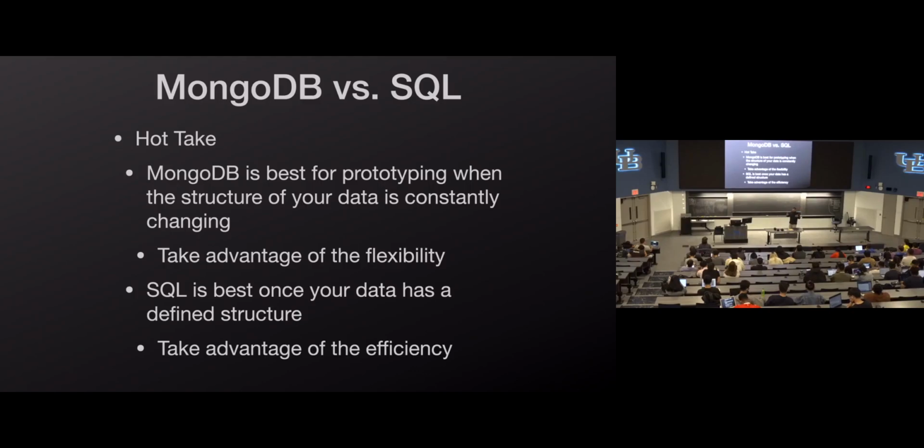Once your app starts settling down, it starts getting into maturity where you know the structure of your data and you know what data you're going to be working with for the foreseeable future. That's when you want to use SQL. That's where SQL shines. Take advantage of that efficiency, get that speed, get that optimization that SQL offers. Any reasonably mature project should be using SQL, or not necessarily SQL, but some structured database. But when prototyping, go ahead and use your MongoDB and your unstructured databases.